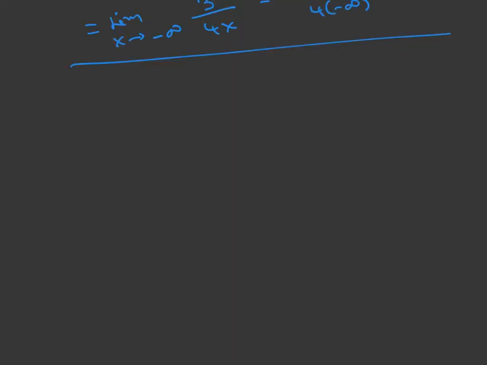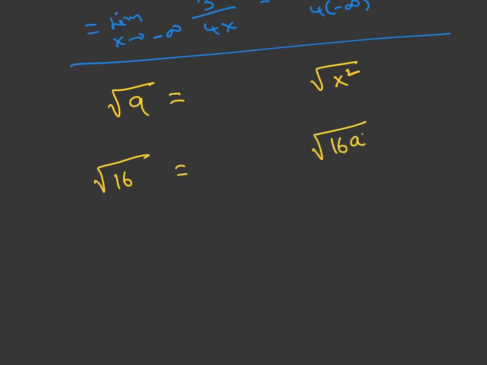Next thing we will see, how do you evaluate radicals? What is square root of 9? What is square root of x squared? What is square root of 16? What is square root of 16a squared? If there is no variable inside the radical, you take the principal root. This is called a principal root.